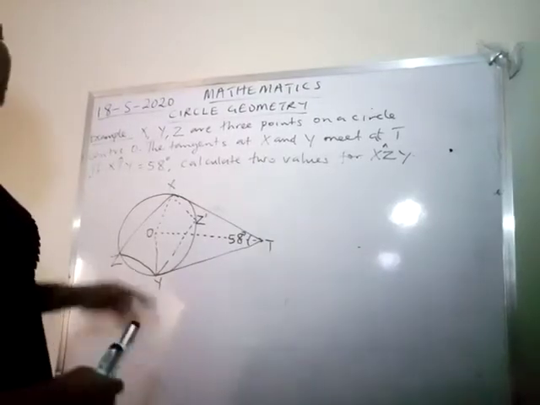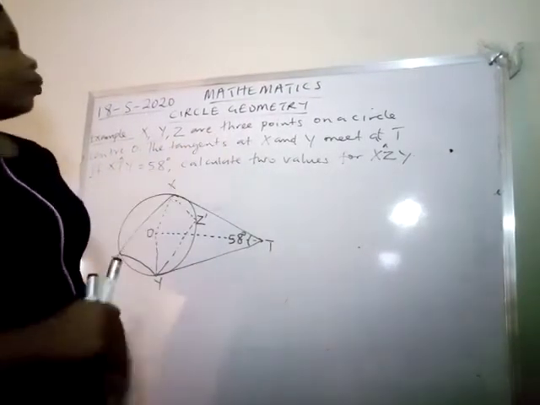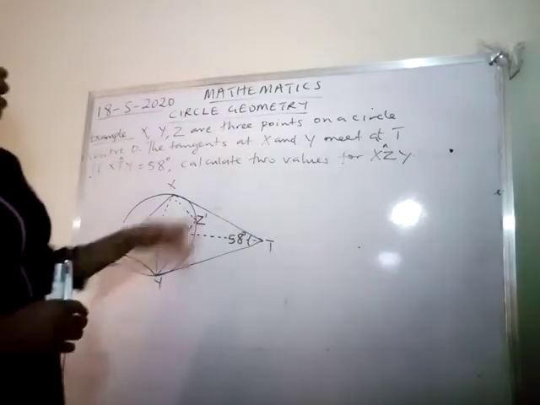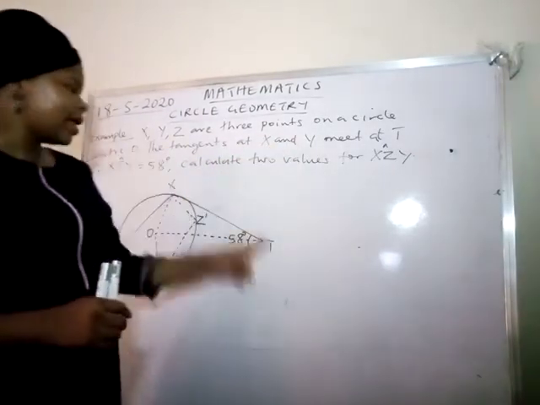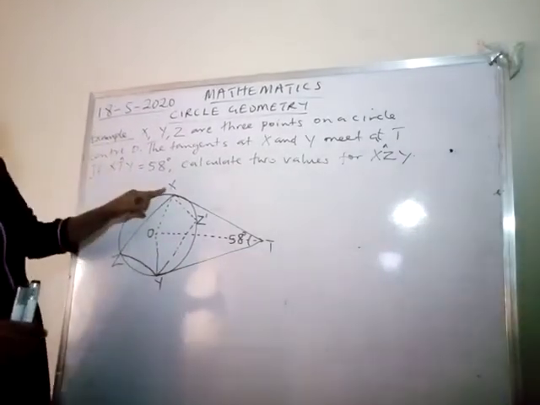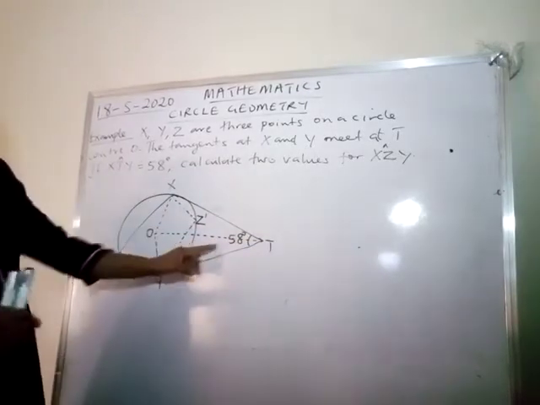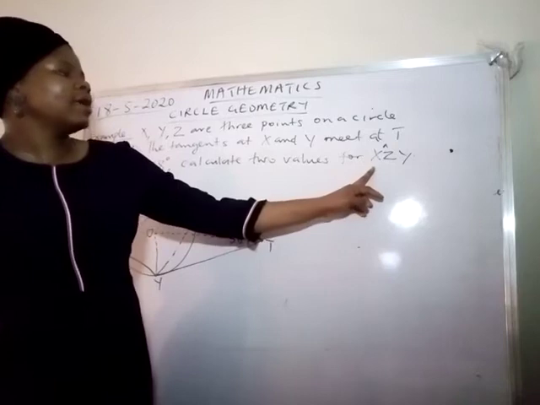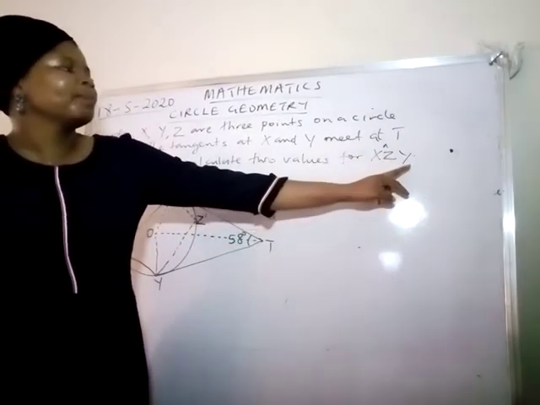Let's look at the second example. X, Y, Z are three points on a circle, center O. The tangents at X and Y meet at T. If angle XTY is 58 degrees, calculate two values for XZY.